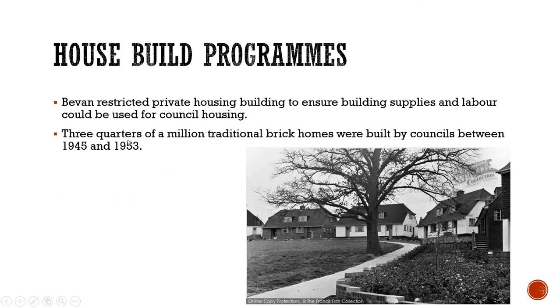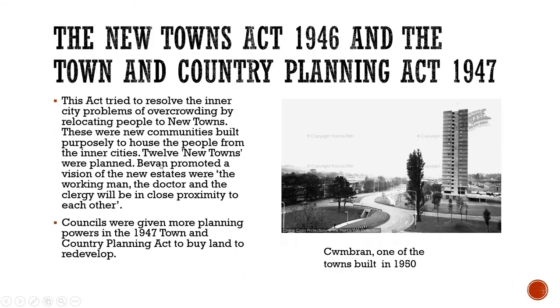Okay, so house building programs. Bevan restricted private housing building, so you couldn't buy a piece of land and build a house for yourself, to ensure building supplies and labour could be used for council housing instead. And you see all of these brand new council houses being built between 45 and 53. Again, these council estates had houses in them with running water, heating, electricity. People felt that they were living in palaces. They used to call the high-rise flats palaces in the sky because, again, you ended up with a house like you've never had before. After living in a slum, this was a completely different experience for you as well.